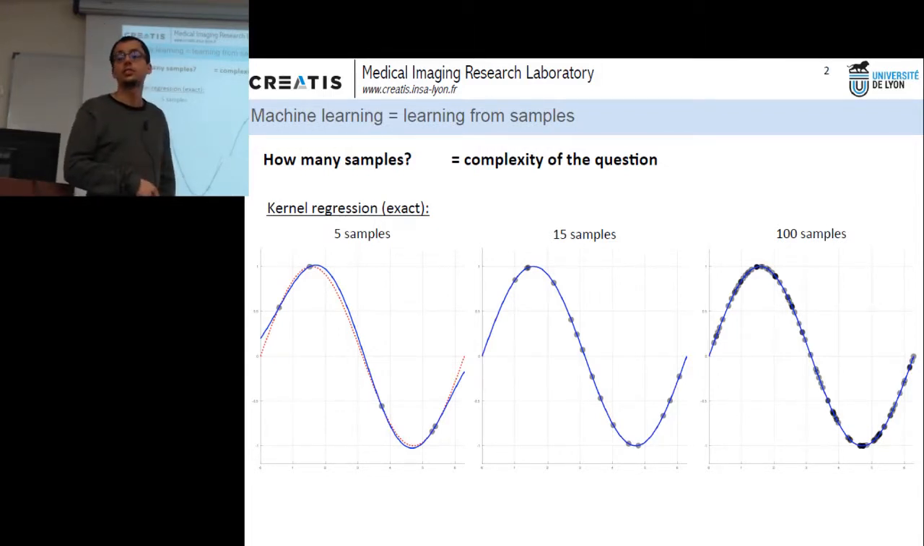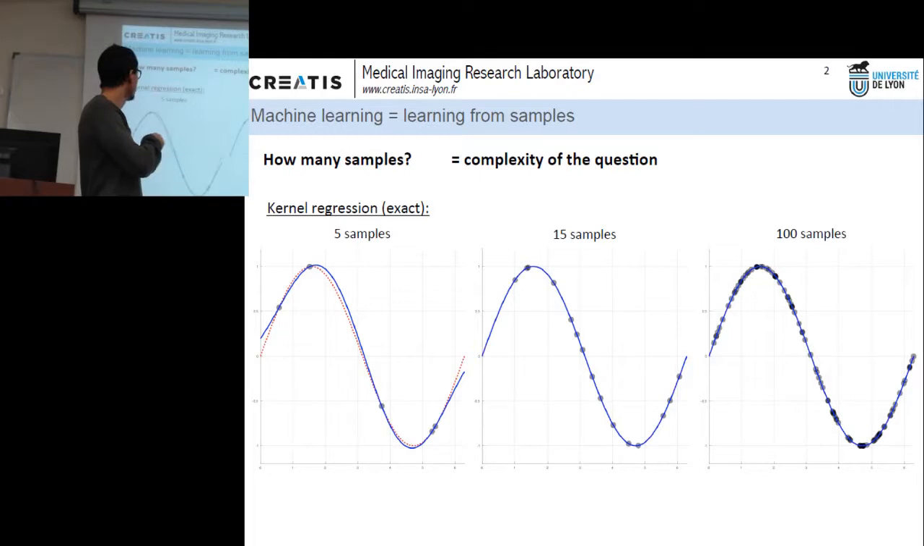If we look for synthetic data, it means that we have an issue about how many samples you need. And it's conditioned by the complexity of the question. So imagine you want to do just regression. You have a theoretical curve of a sinus here, and you just know the data for these five samples, the five dots here. So actually, I could do with a model.